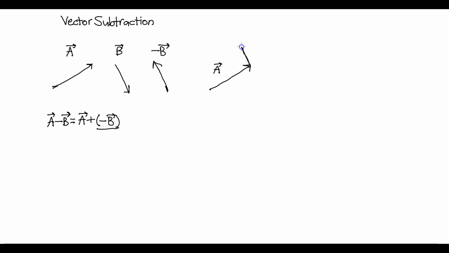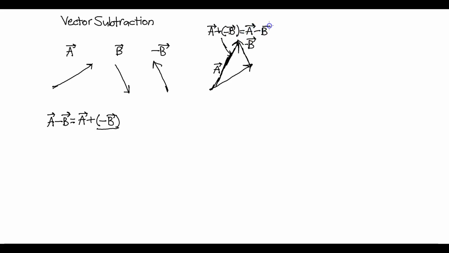then drag and drop negative B over here, such that the tail of negative B lies on the tip of A, okay? Then we draw the resultant vector from the tail of A to the tip of negative B. This resultant vector is equal to A plus negative B, which is equal to A minus B.